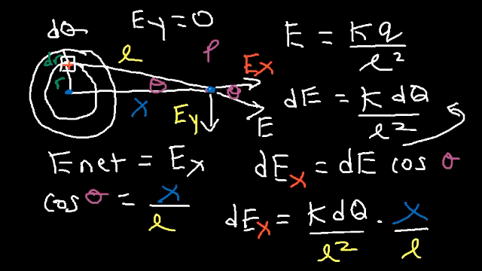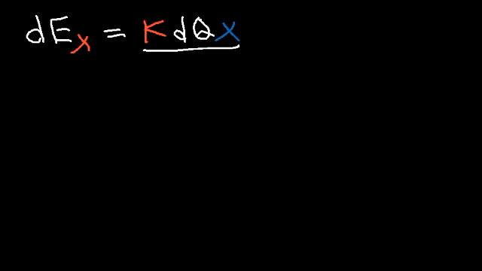Now according to the Pythagorean theorem, we have a right triangle. L is basically the square root of x squared plus r squared. So that expression will be useful shortly. So we can see that dEx is equal to k times dq times x divided by L to the third power. So keep this equation in mind. We're going to refer back to it.